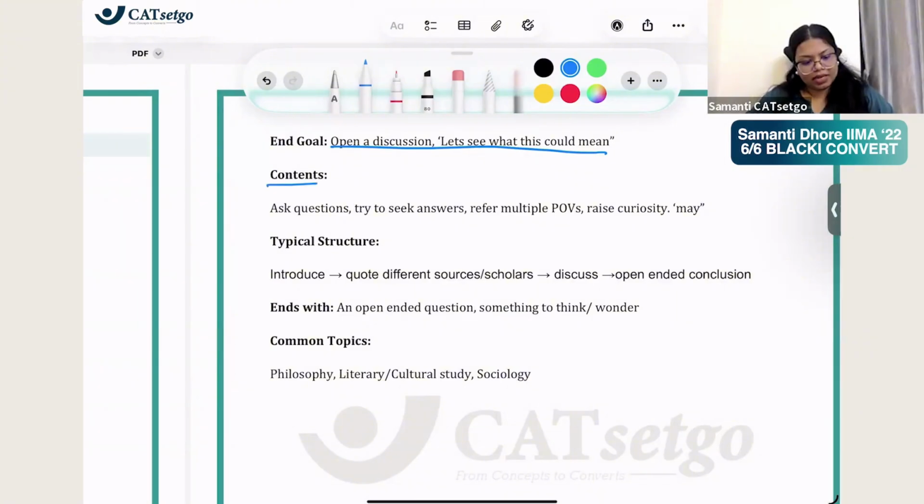The contents basically are: you ask questions, you seek answers, you refer to multiple points of view, you say one person said this, you raise curiosity, this may have happened. The word "may" is used a lot there, right? The typical structure is you introduce, then you quote different sources. You say, this is one concept.